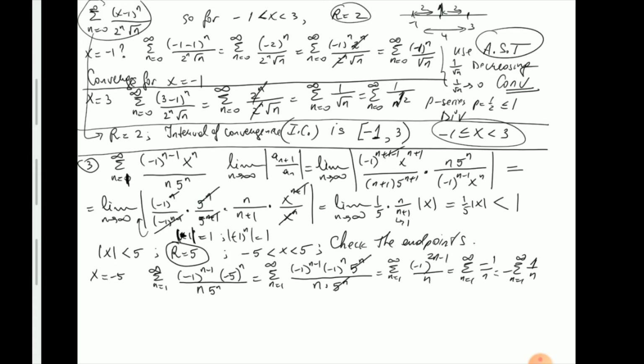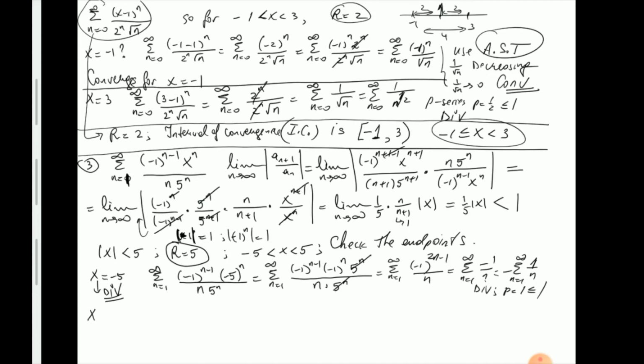We met this series before multiple times. Remember, this is divergent because it's a p series with p equals 1, which is less than or equal to 1. So as it turns out, at the left-hand point, now the series will diverge. Notice, unlike the previous example when it converged at the left-hand point, this one diverges at the left-hand point.